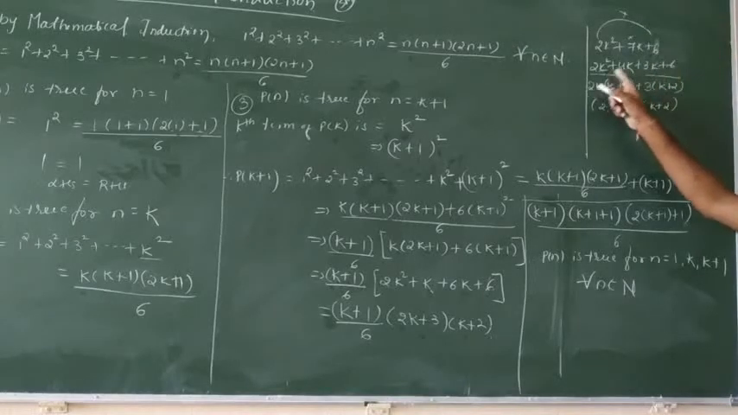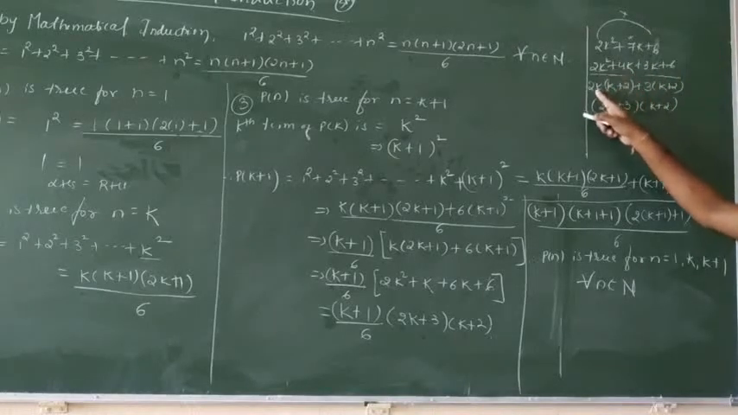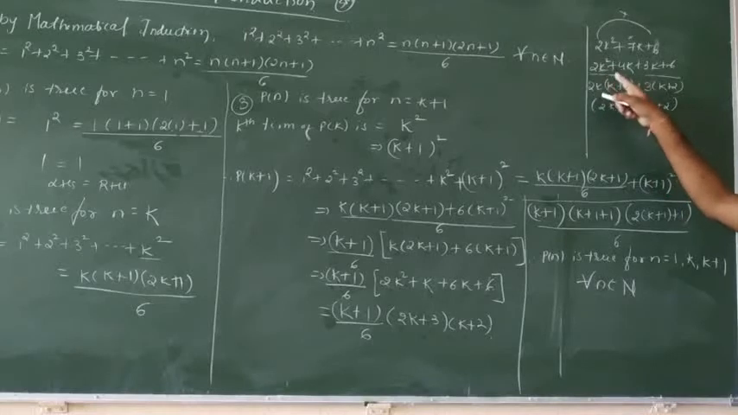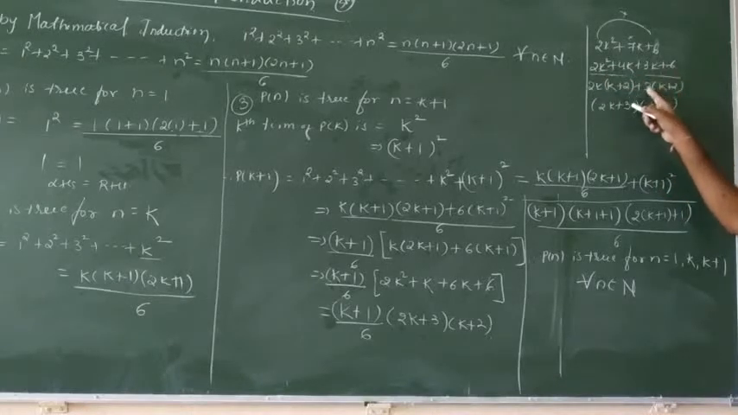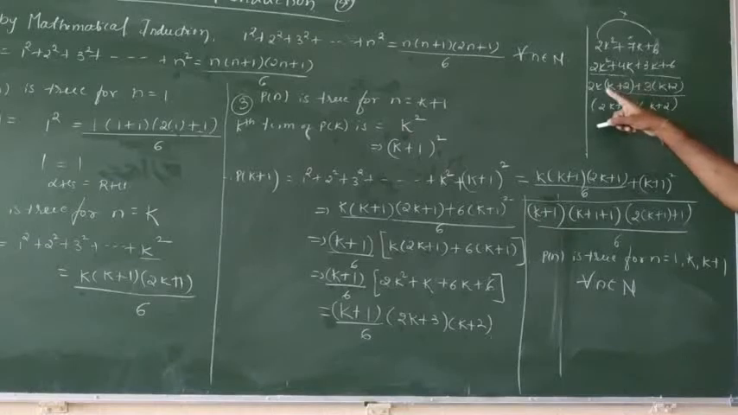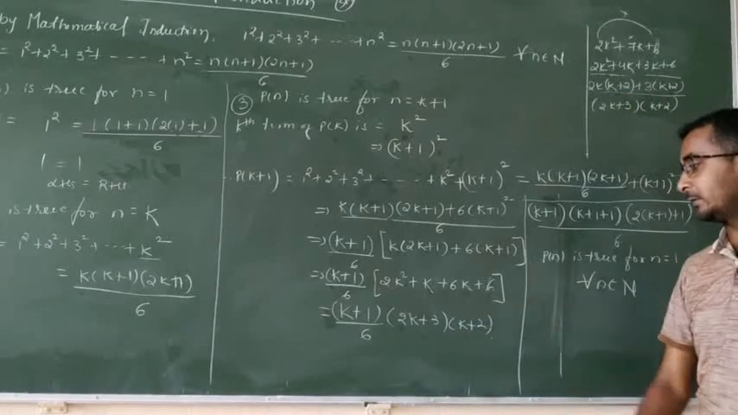Then, taking the first and second terms, the common multiple is 2k, and what remains here? k plus 2. And in the third and fourth terms, the common multiple is 3, then k plus 2. So for the whole term, k plus 2 is common, and what remains here? 2k plus 3. Then I have written that as 2k plus 3, k plus 2.